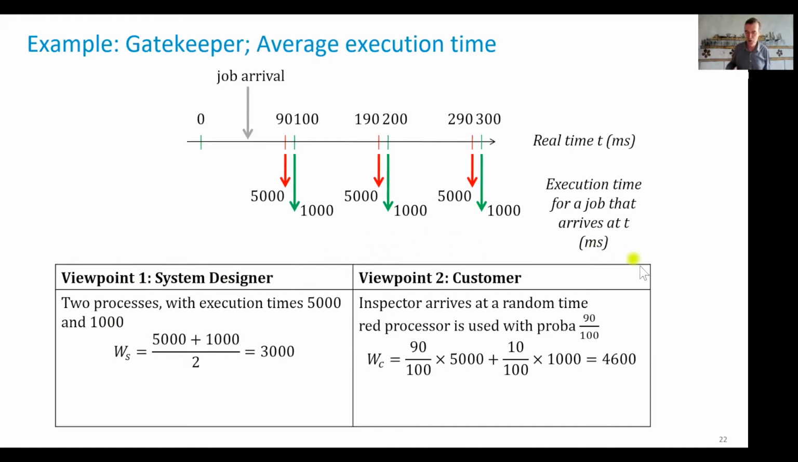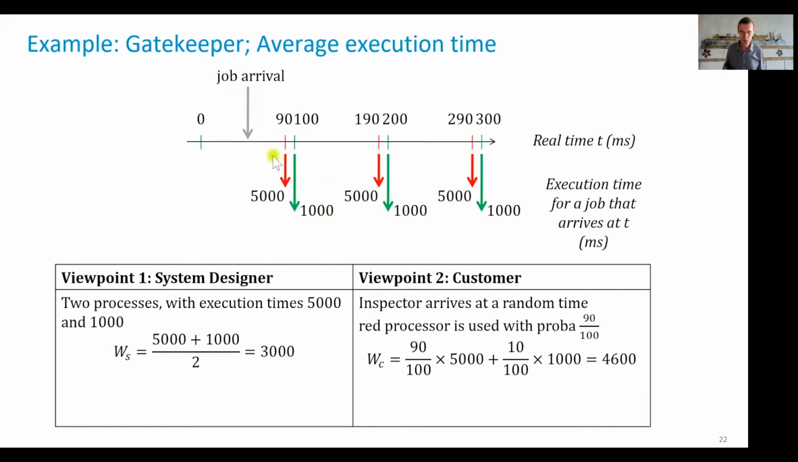Now, you could also instrument the system from the viewpoint of the customer by doing spy software, for example, that will send test jobs, which we can also interpret as an inspector that sends test jobs, arriving at a random time. Now, what will happen to such a random job or the inspector?